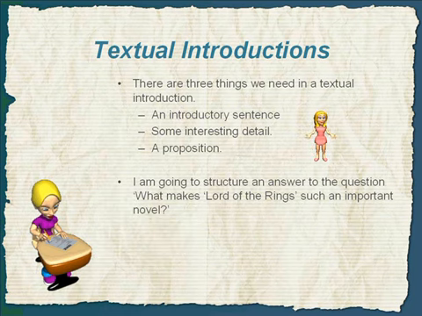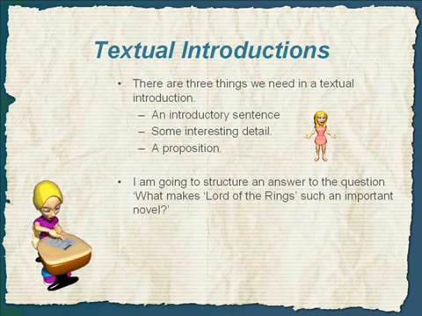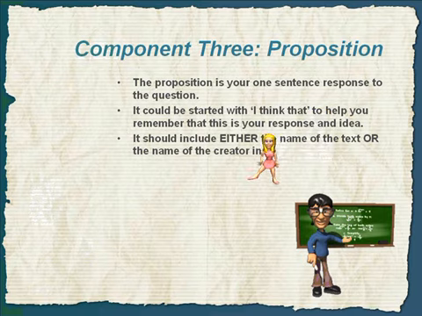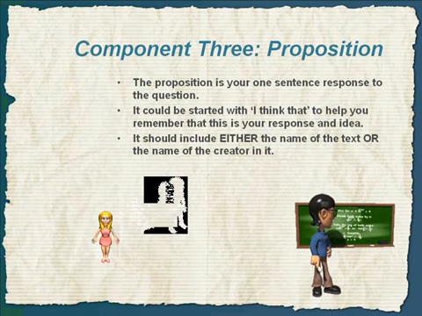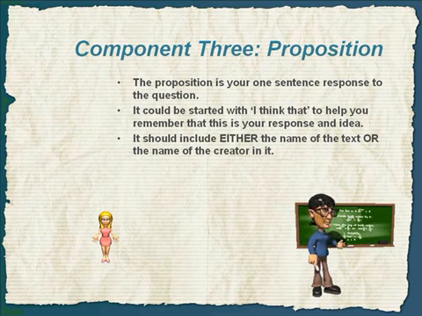There are three things we need in a textual introduction: an introductory sentence, some interesting detail, and a proposition. Let's just say we've already done the introductory sentence and you've already done some interesting detail. Well, the last part of writing an introduction is getting the proposition right.